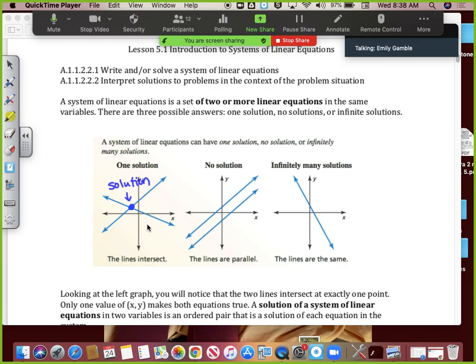Or two lines can be actually the same exact line. So imagine me drawing this line that's blue, and then I draw exactly the same line over top of it, the red line. Now these two lines cross at every single point because they're the same exact line. So this would be an example of infinite solutions because all of the solutions are at every single point. So every single point is a solution.